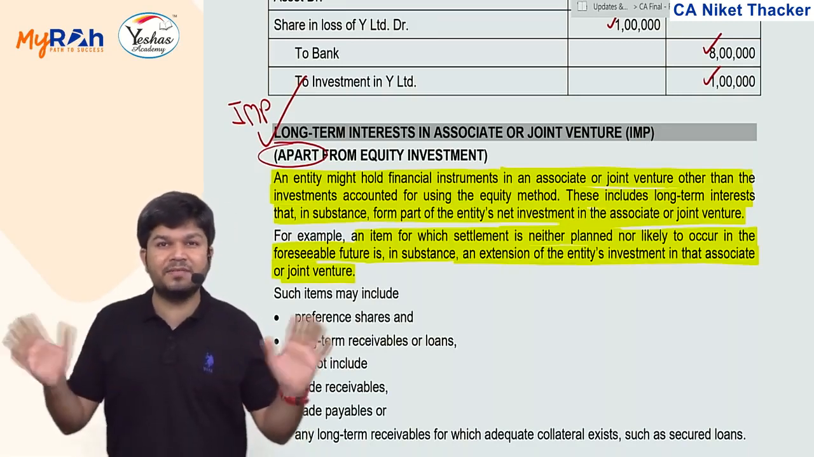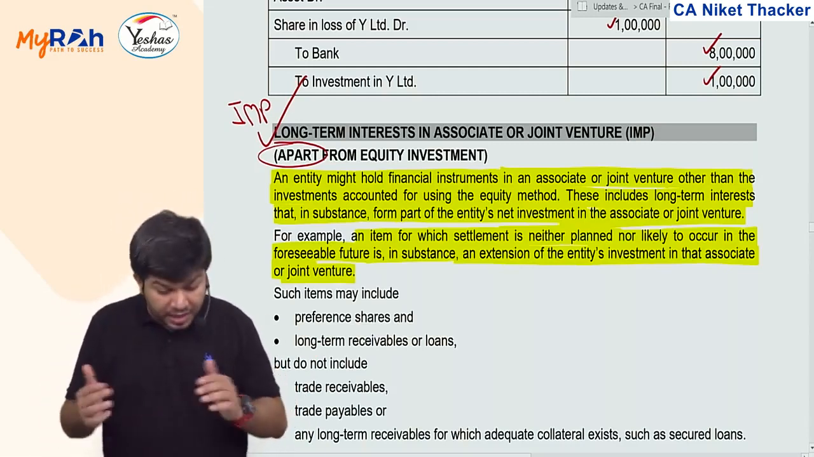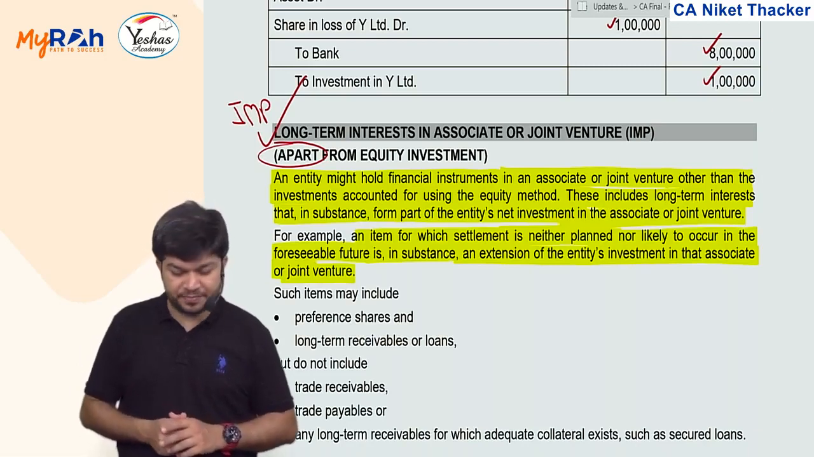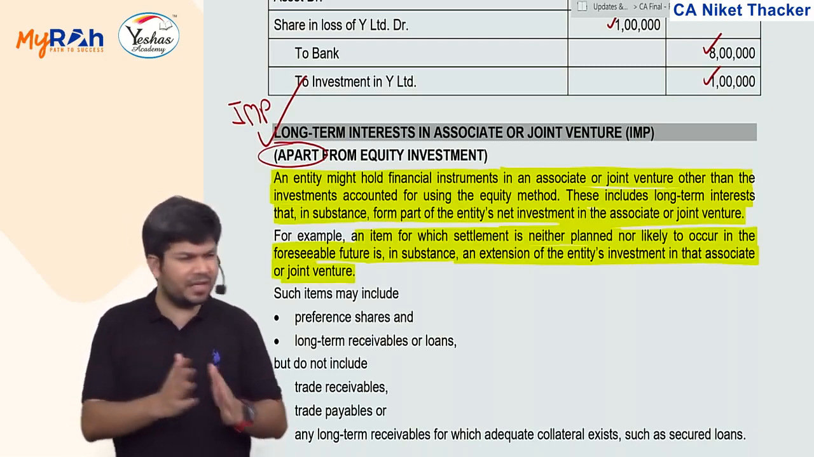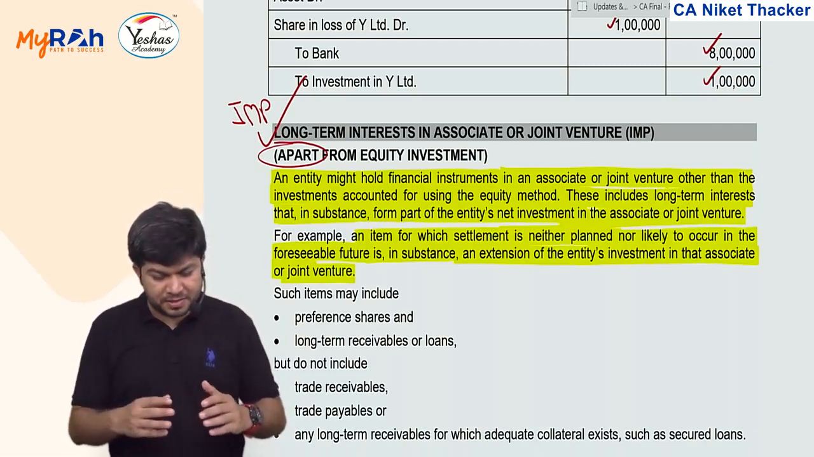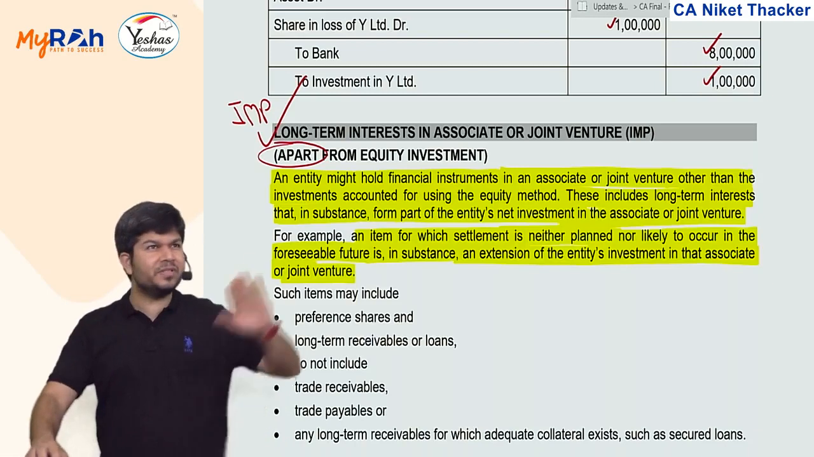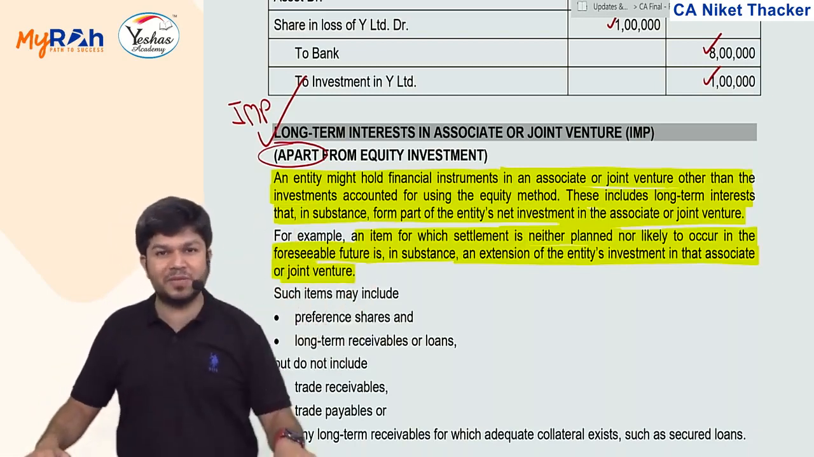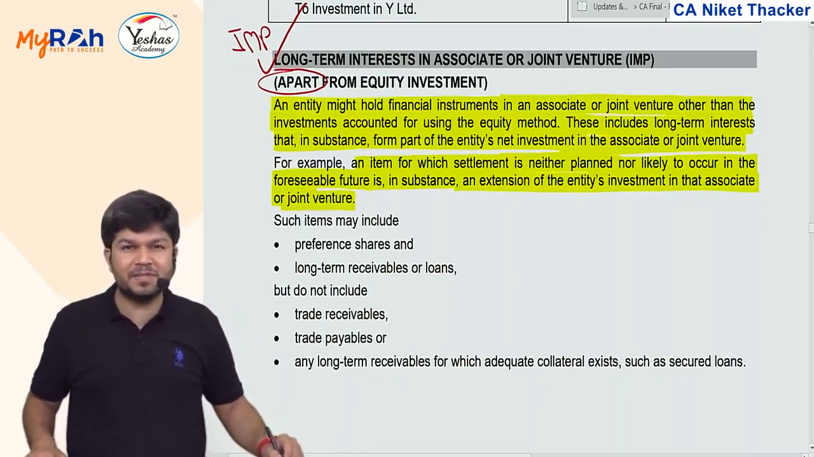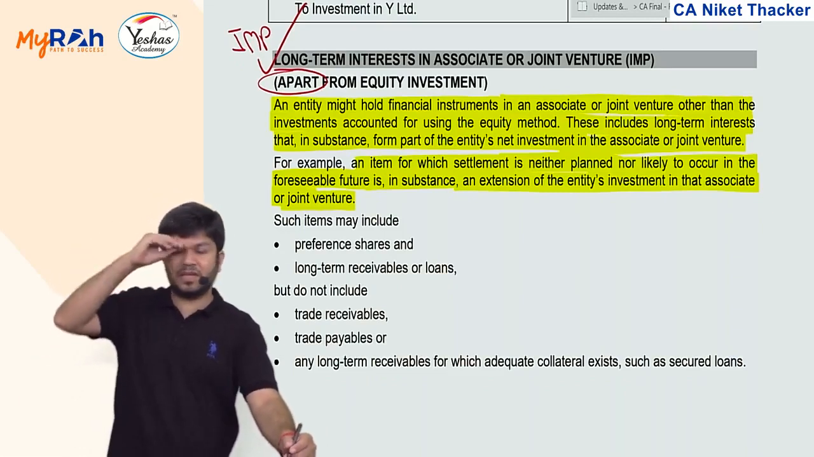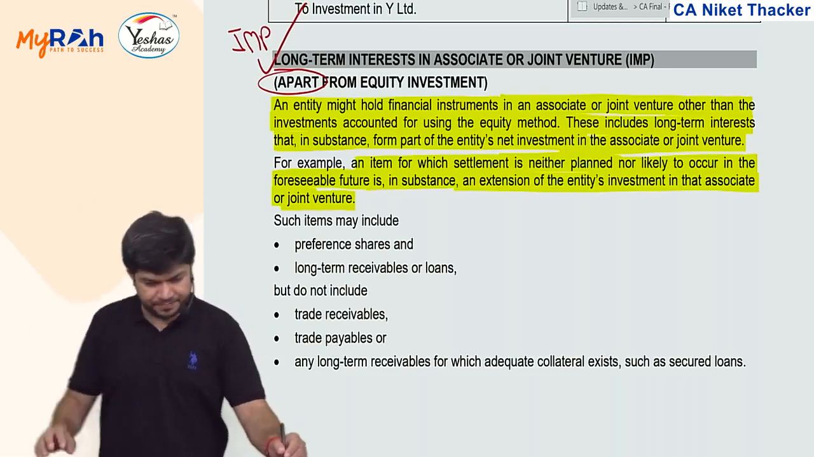कितने टाइम के लिए? Indefinite. The settlement is neither planned nor likely to occur in foreseeable future. So they are treated as an extension of equity investment. हाँ, equity नहीं है, but it's long-term interest in associate JV. If I have preference shares, if I have some long-term loans given to them, they are covered. So long-term loans, long-term receivables. I sold goods to them, but I gave some advisory to them. I'm never going to call for money. That's long-term receivable.